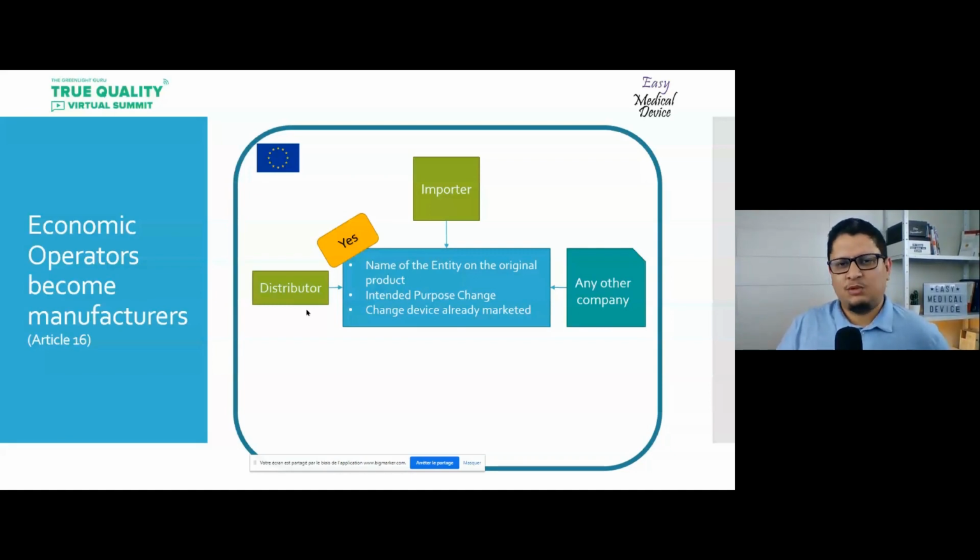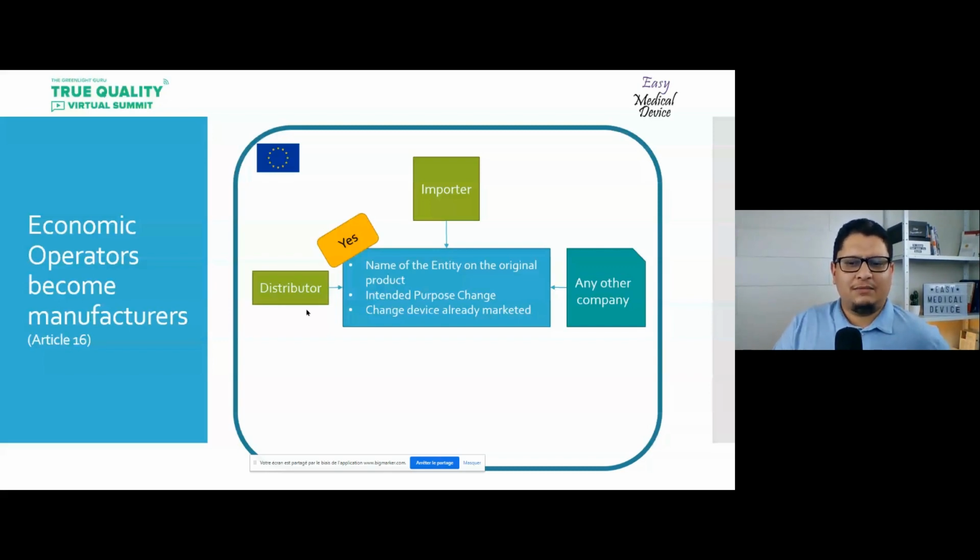So it means that you will have to have a new technical file. You have to ask a notified body if it is not a class 1 product, etc. So this is something that can happen, and you have to be careful when you are receiving products not to change any of those things, or you will be considered as a manufacturer.